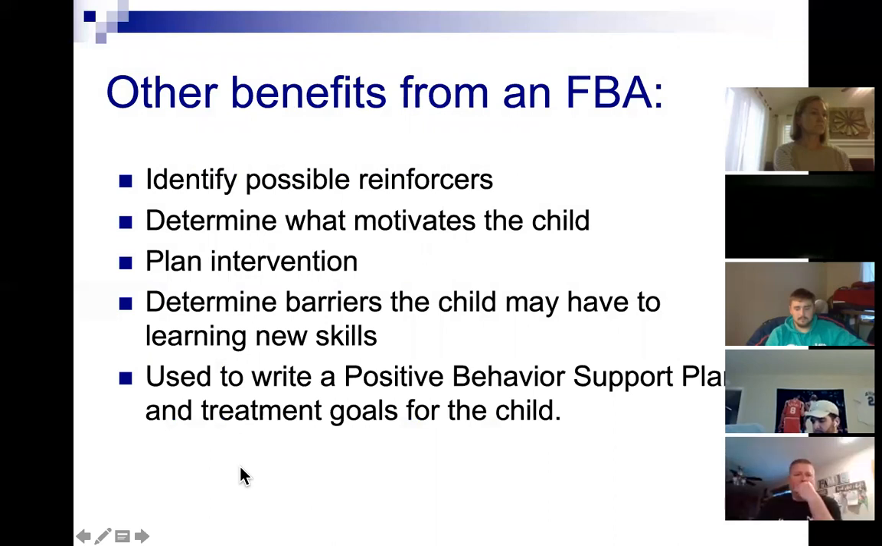Other things that you're going to learn from having a functional behavioral analysis and having that information: you're going to know all the possible reinforcers for that kid. You're going to know what motivates them. If you know what motivates a human, you're way more likely to get the behavior that you're looking for. It makes it much more likely that the intervention plan, the behavioral intervention plan, the BIP, is going to be relevant and meaningful.